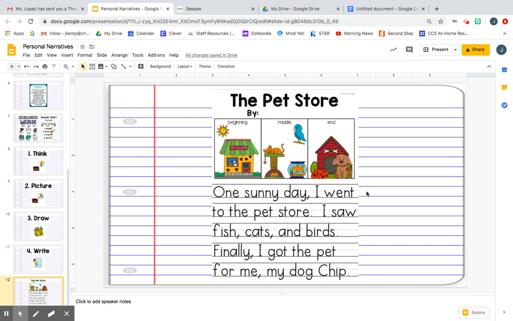And if you have something extra to say, like if more than one thing happened in the middle, you can add another sentence if you want to. But it's also okay if you just have the 3, one for each part, one for beginning, one for middle, and one for end.